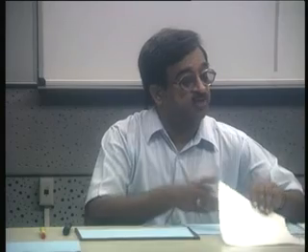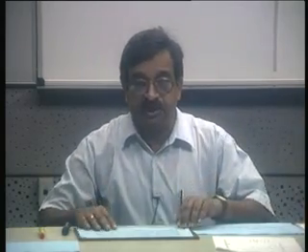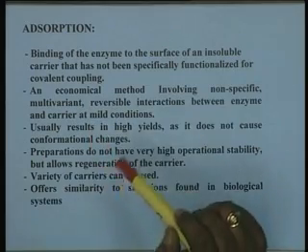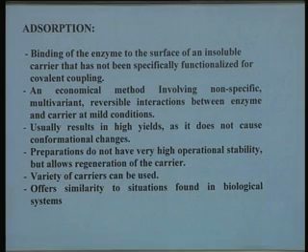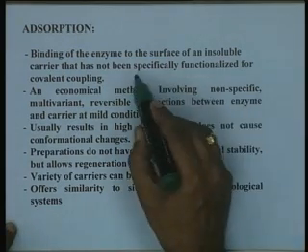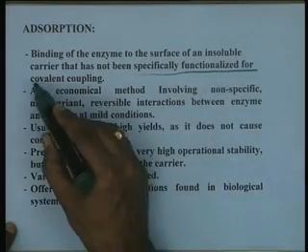Now the first, probably the simplest, method of immobilization is by adsorption. Of course the adsorption method is a very broad non-specific method, and it involves binding of the enzyme to the surface of an insoluble carrier that has not been specifically functionalized for covalent coupling. Now I must emphasize here particularly the phrase: specifically functionalized for covalent coupling.